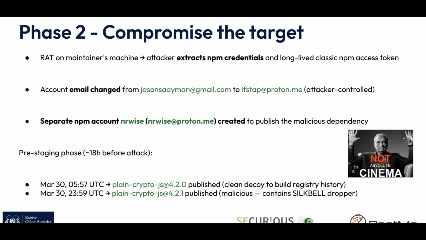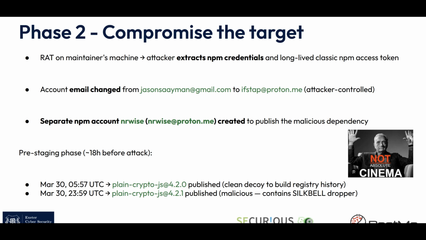So then what happened? They were on his computer already, and then they extracted his npm credentials, and they modified his email, and they took his npm access token, which was nice because once they have all this, they can push a new version without any issues. They changed his email, from his normal email to a Proton mail, so they could push and they could get all the MFA codes and everything there, which is very nice.